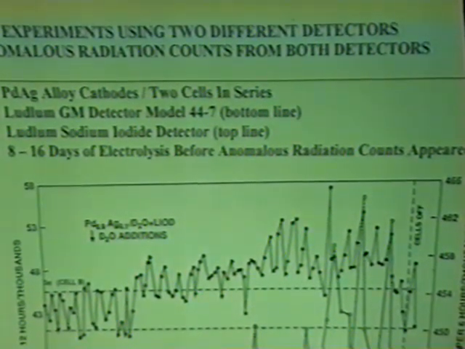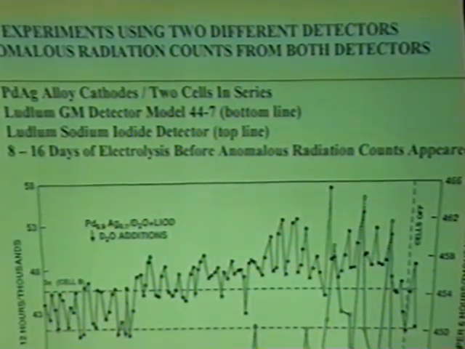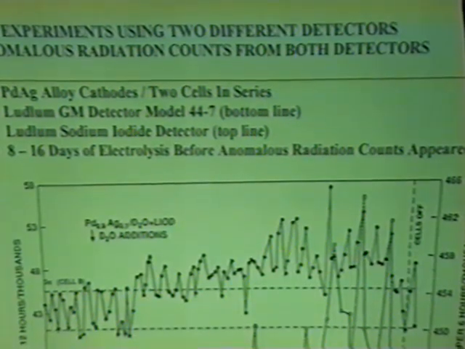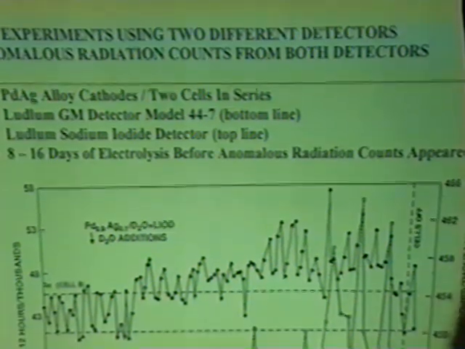They were, however, positioned at two different cells. The cells are about this distance apart, one detector with one cell and one detector with the other cell. So they were not exactly measuring the same cell at the same time, but they were close together.